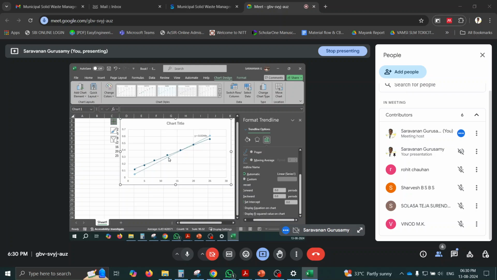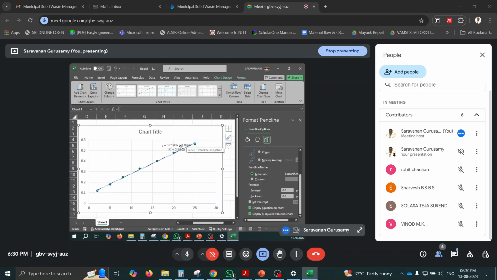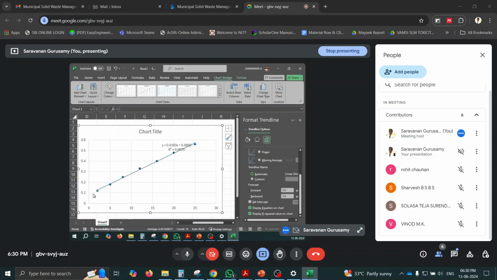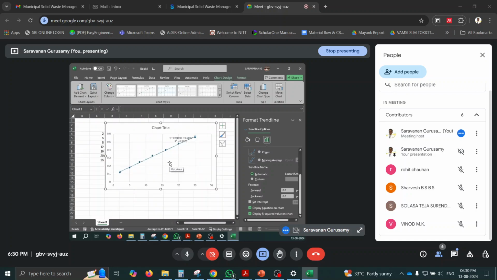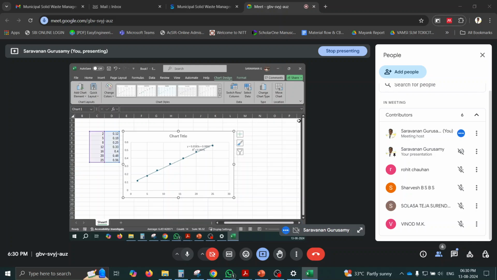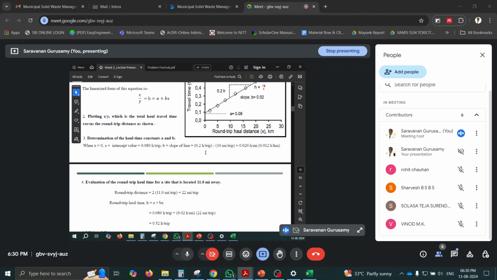So here you can see y equal to mx plus c. M is the slope, 0.019, and the intercept is 0.08. Hope you got it. Yeah, y equal to mx plus c. So this line will extend and connect with 0.08. So that's the answer. If you draw it in a graph also, you will find it. You got it?